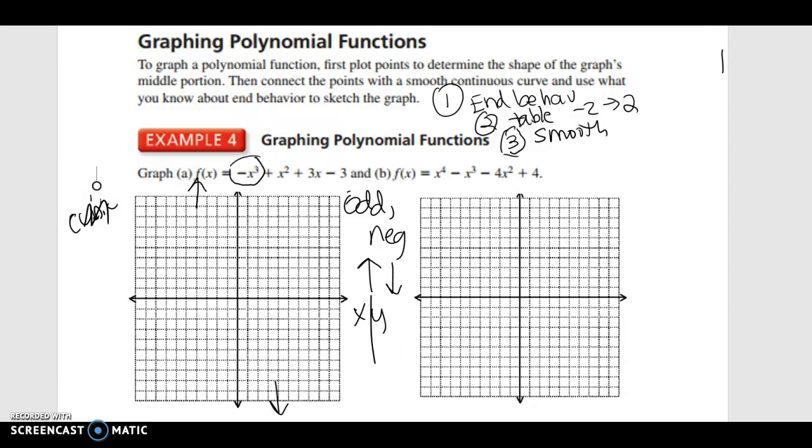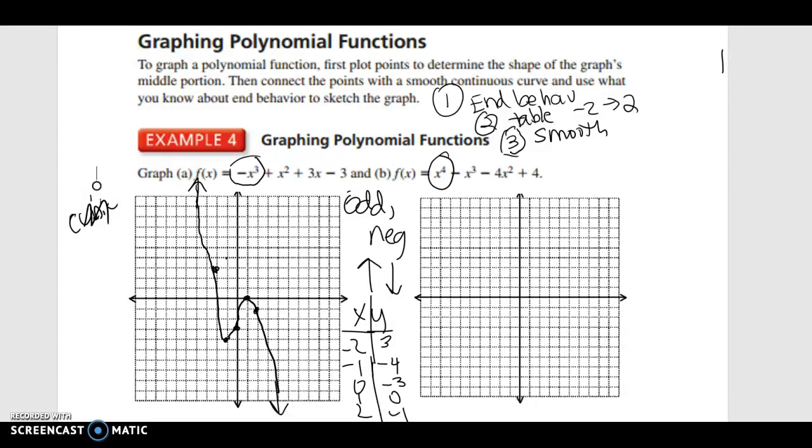Now let's pull up our table of values using our graphing calculator. We're going to pull up points from -2 all the way down to +2. Here are our points. Now let's plot them. So what you're going to do is start at your left arrow and connect the dots from left to right in a smooth curve. And there's your graph. Let's try B.